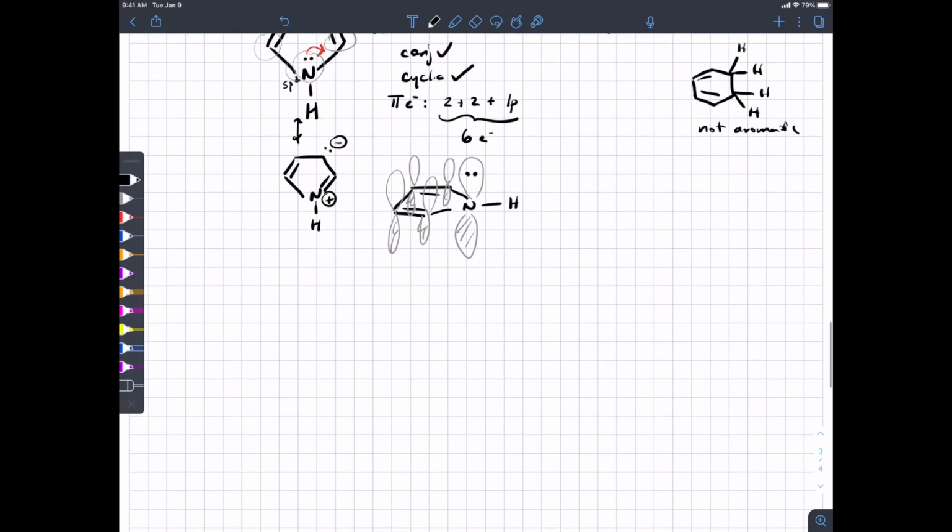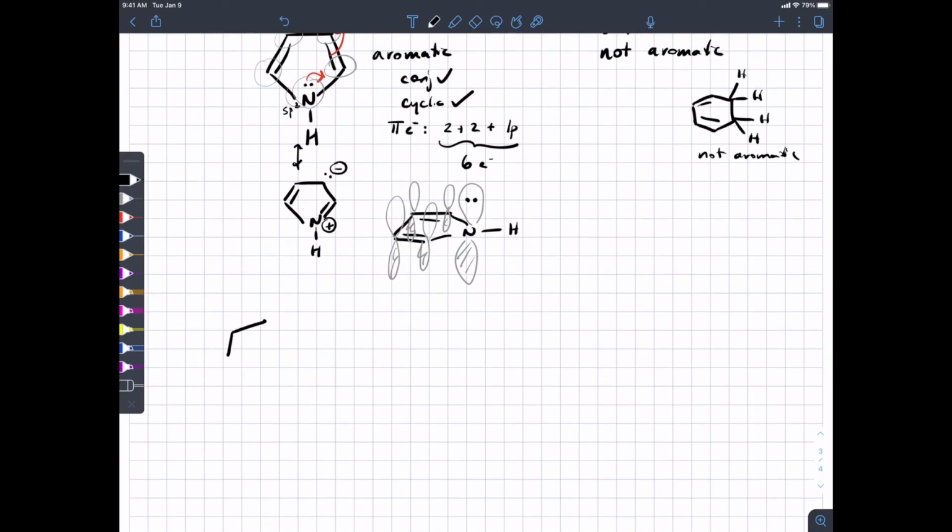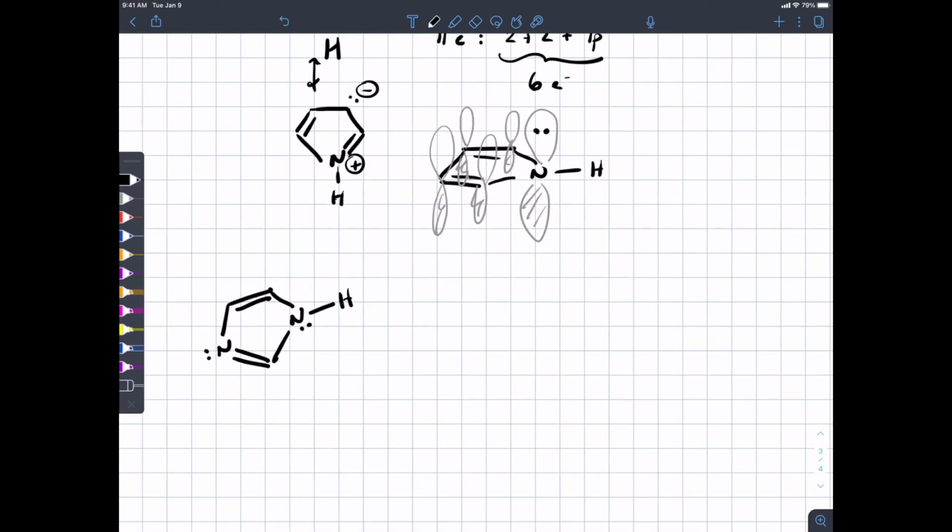Now, let's make it a little trickier. Aromatic or not? Well, let's go through the list. Cyclic, sure. Conjugated, sure. Number of pi electrons.